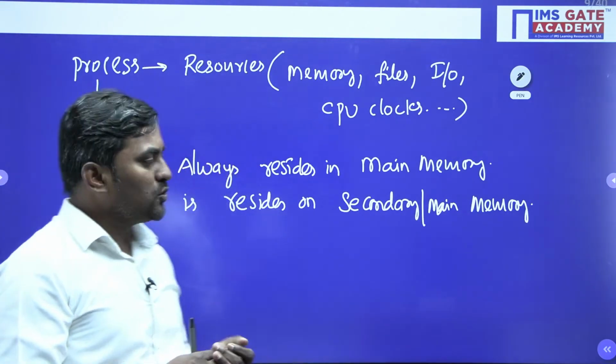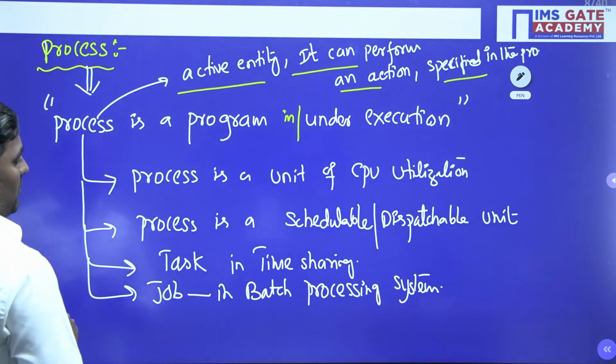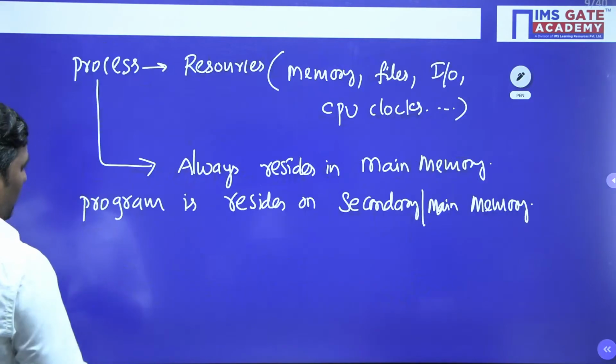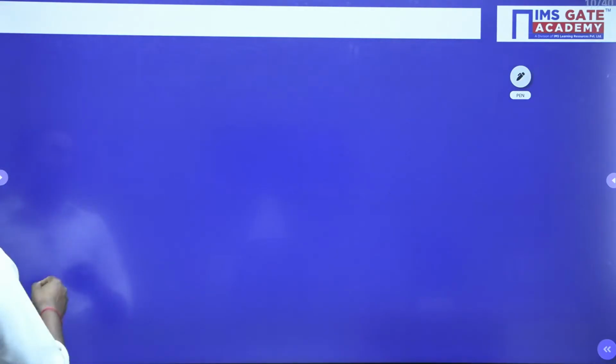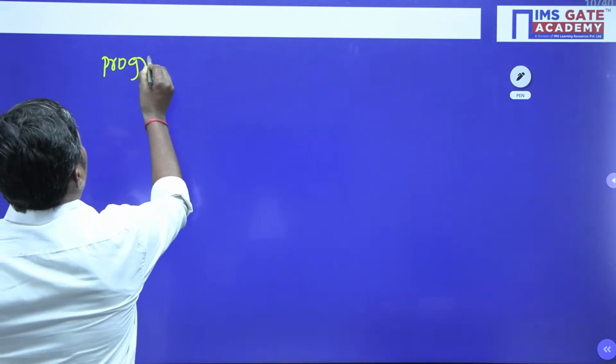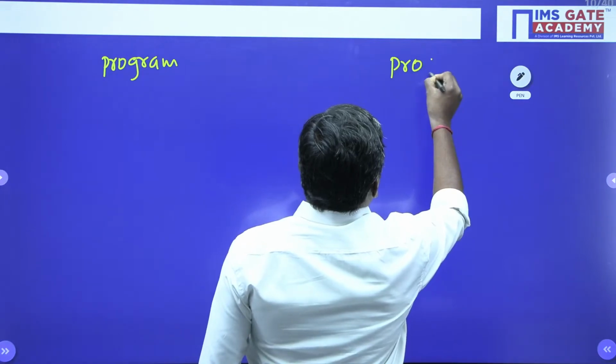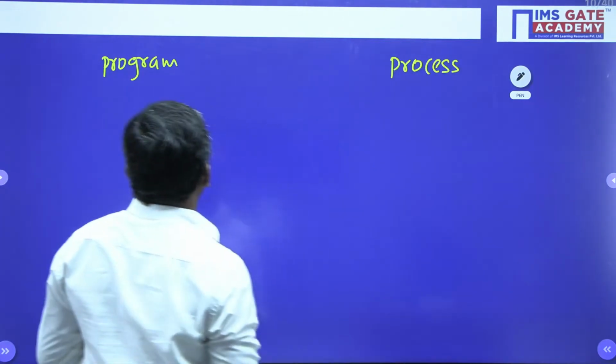Chalo. So other aspects we'll observe. These are the important things we have seen. Now other things we'll see. Program and process. I'll go with a little differentiation here.